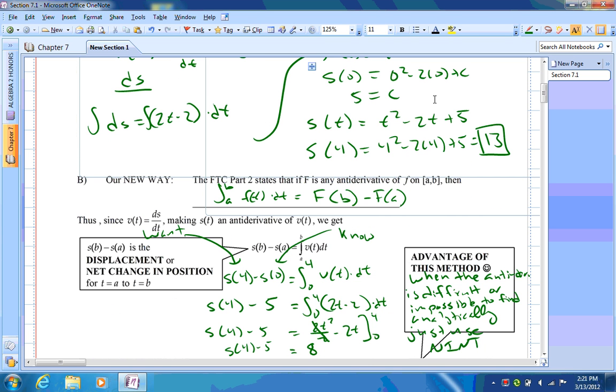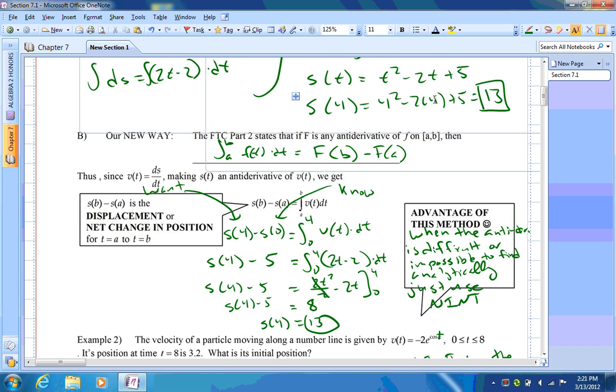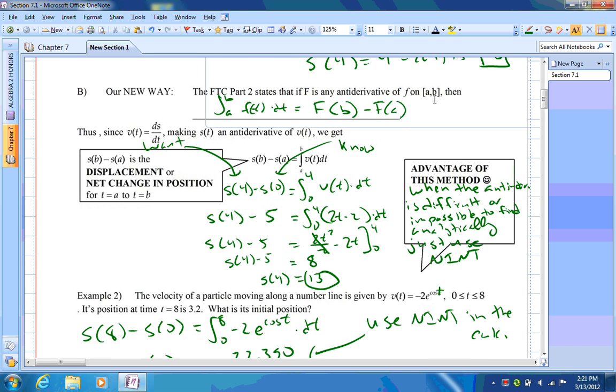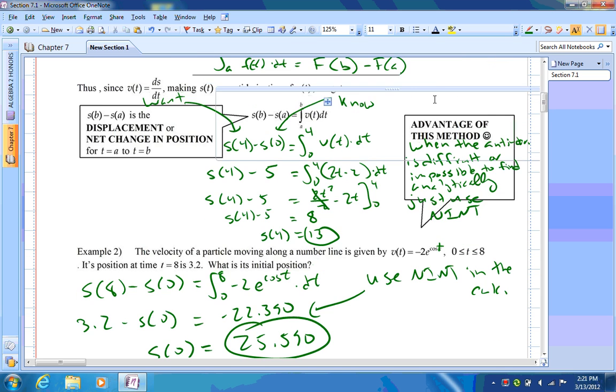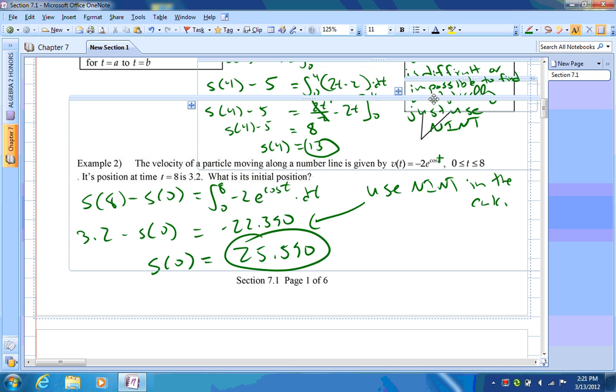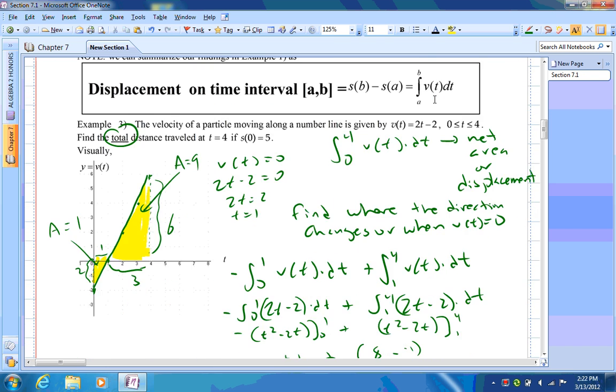The new way utilizes the fundamental theorem of calculus part 2, set up like we have it here. Of course, you'll know one particular value for the position at a certain time. And then after you take the antiderivative, you can solve for s of 4 in this case, or in the case of example 2, you can solve for s of 0. And the beauty of the second way is that we can use numerical integration in case it's too hard to find the integral analytically. And then also, we can find total distance.